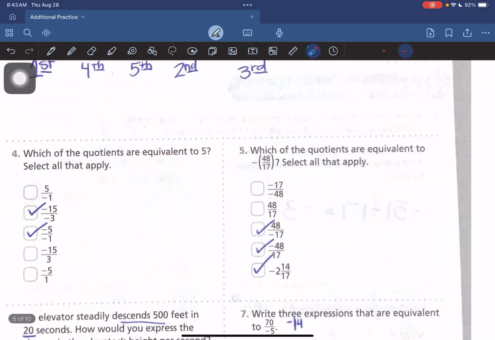Number 4, which of these quotients are equivalent to 5? We don't want negative 5. I think a lot of people think that as long as the absolute value is 5, they can pick the answer, but we want it to be exactly what it says. So we're looking for the ones that give us positive 5. Negative divided by a negative equals a positive. The rest of them are going to give us negative answers.